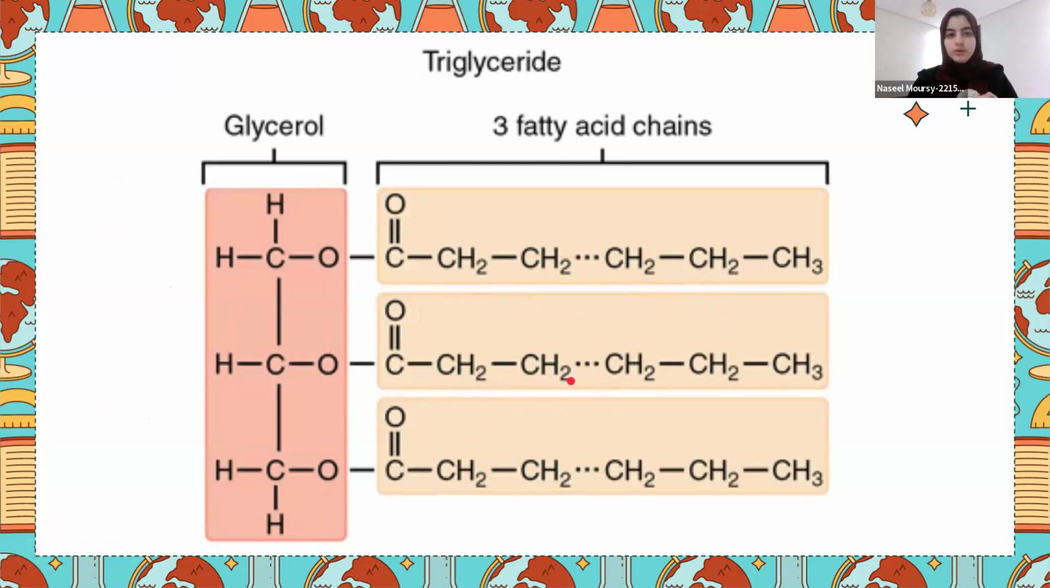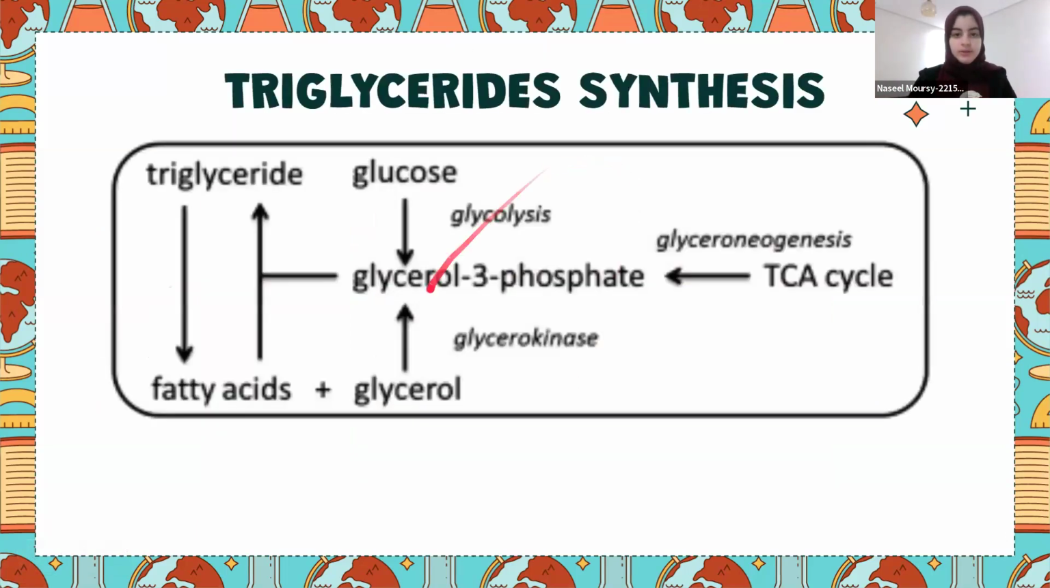Now let's talk about glycerol itself. Where do we get it from? Glycerol has many sources. It can come from glucose. How can it come from glucose? Through glycolysis. We know that glucose goes through glycolysis, like 10 steps, and then you have dihydroxyacetone phosphate, and then you reach glycerol 3-phosphate.